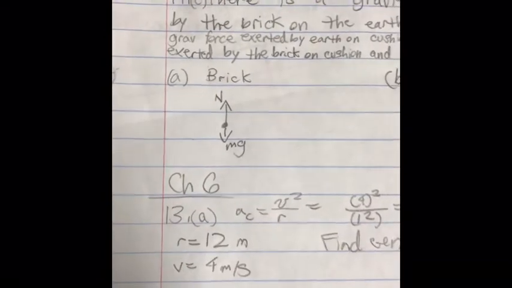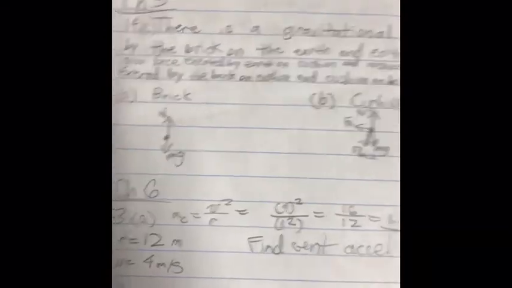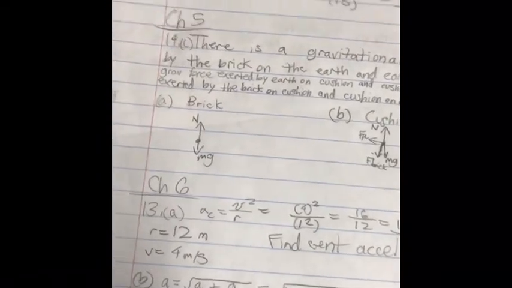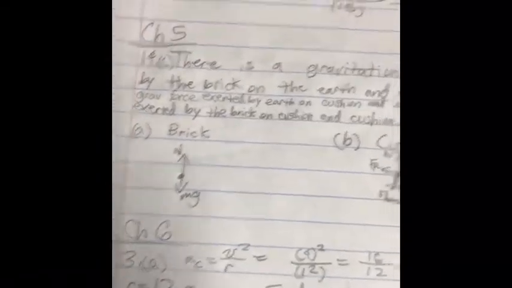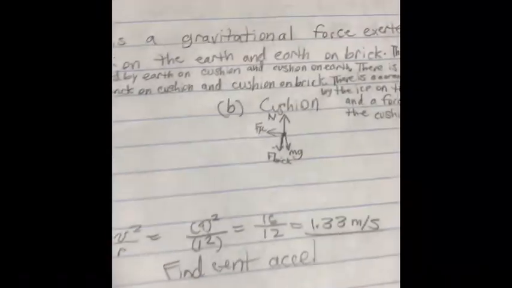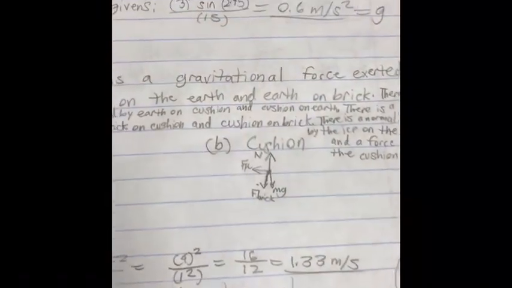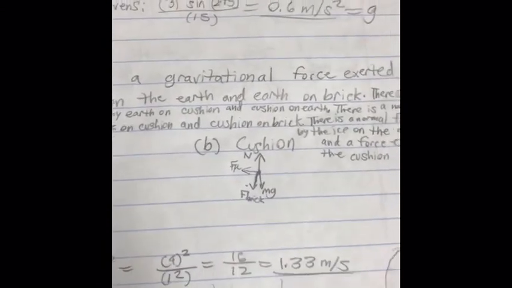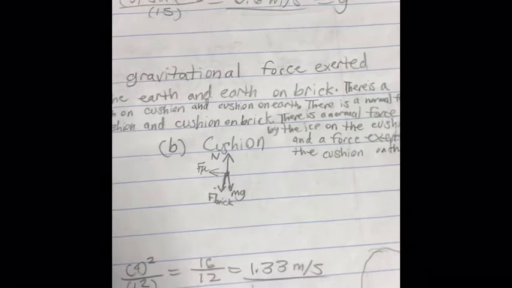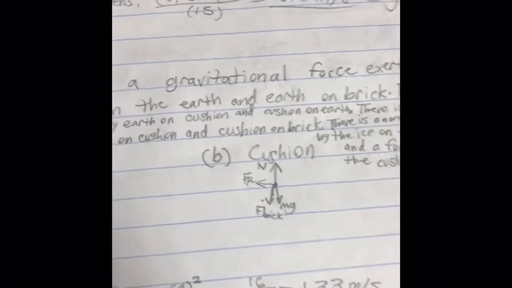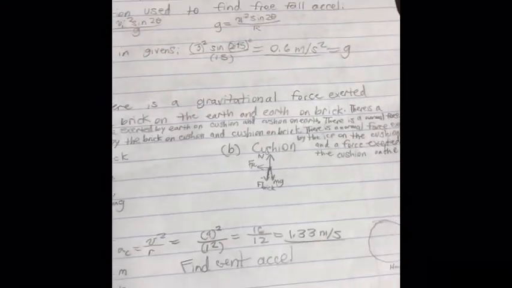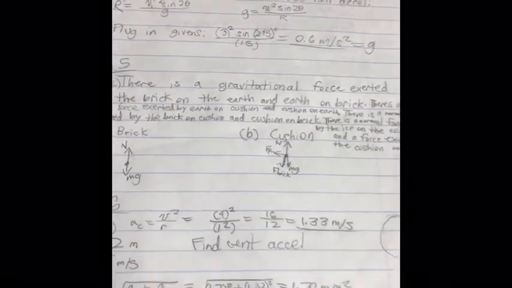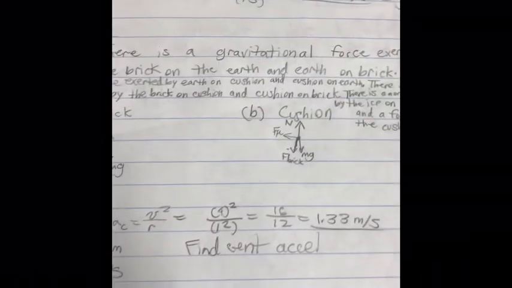There's a normal force acting on the brick by the Earth and the cushion pushing up on the brick, and then there's gravity pushing it down. For the cushion, it's sliding on the ice, so there is a little bit of a force of kinetic friction as it's moving, and then there's a normal force pushing up from the Earth, and then the brick is pushing down on it, and gravity is pushing down on it.